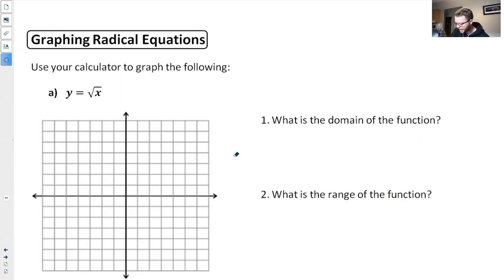Remember, the domain is associated with the x values of a graph, and the range is associated with the y values of a graph. When we are taking the square root of a number x, it needs to be positive. If you take the square root of a negative number, you will get an undefined answer. You cannot do that. Let's go ahead and graph y is equal to the square root of x, and it will look something like this.